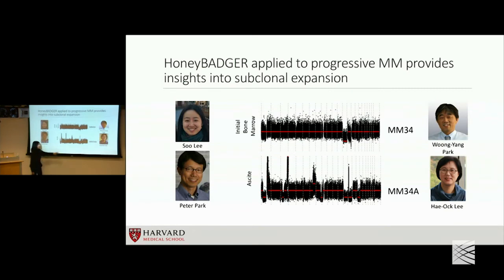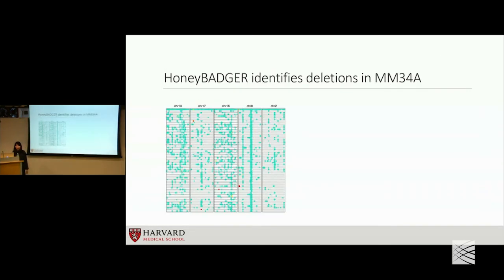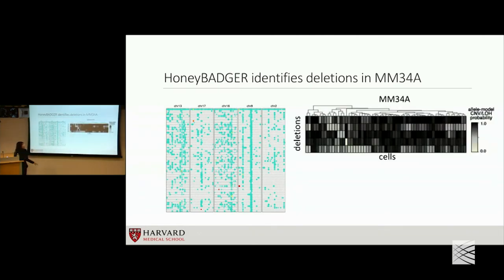So we were wondering maybe there was a small subclone in the initial sample that harbored these mutations that eventually expanded, but we weren't able to see because of the bulk pooling. So we applied honey badger to the second time point and identified a number of clonal deletions. And when we assessed the posterior probability in the ascites dissemination second sample, indeed all of these mutations were clonal.